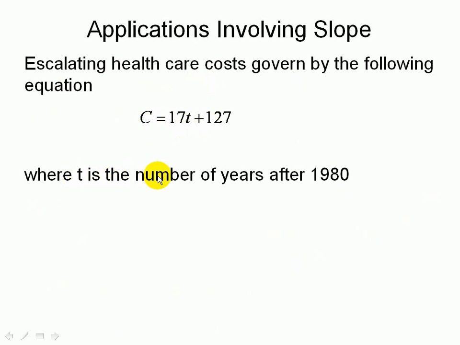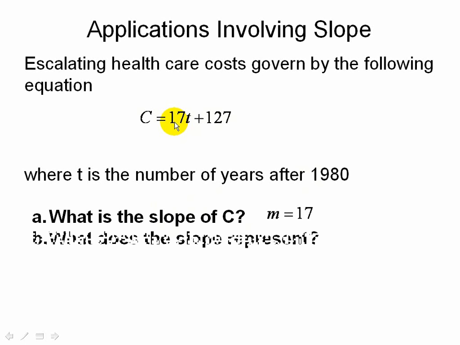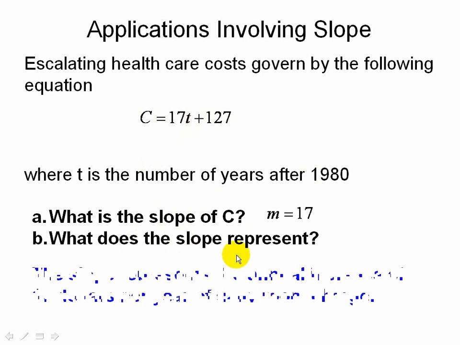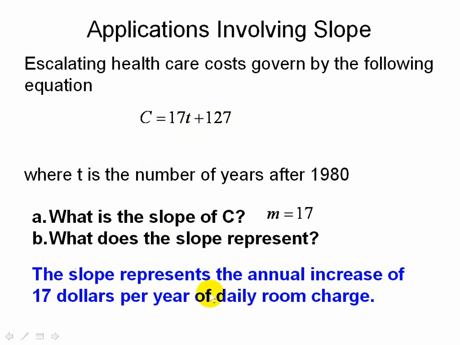So let's look at an application involving slope. Here in this case we have escalating healthcare costs governed by the following equation. C equals 7t plus 127, where C is the total cost and t is the number of years after 1980. So what is the slope of C? Well, we already recognize this as slope-intercept form. So the coefficient in front of t is 7. What does the slope represent? Well, it represents the annual increase of $7 per year of daily room charge. And that concludes the application involving slope.